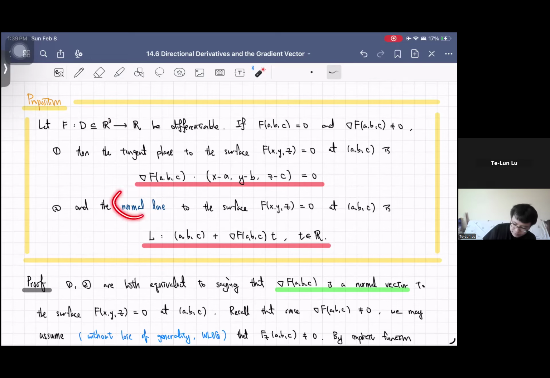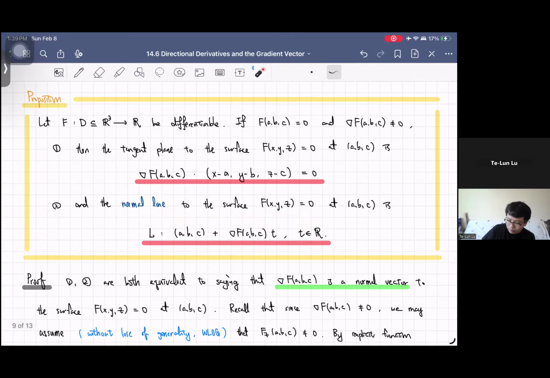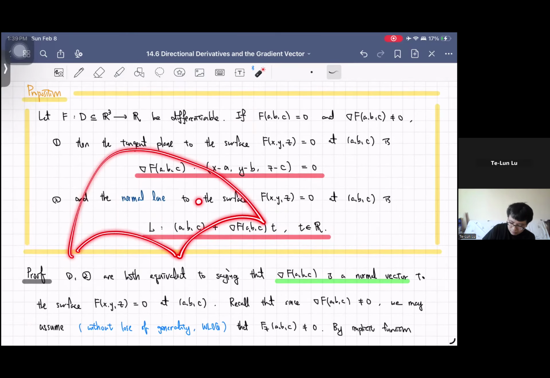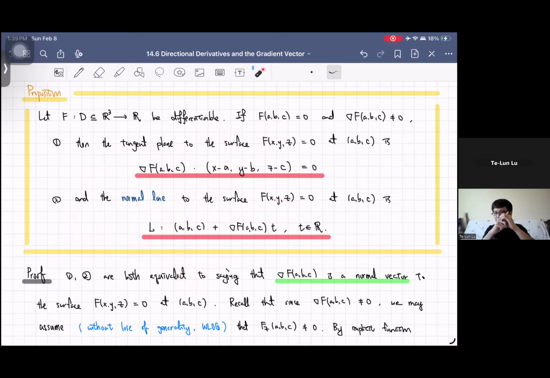And secondly, the normal line is given to be (a,b,c) plus gradient of f at (a,b,c) times t, where t belongs to R. And we didn't really define what a normal line is, but I don't want to make a formal definition here because it is quite intuitive. If you have a surface and this is a tangent plane, the normal line is just this line, which is perpendicular to every tangent vector on the tangent plane.